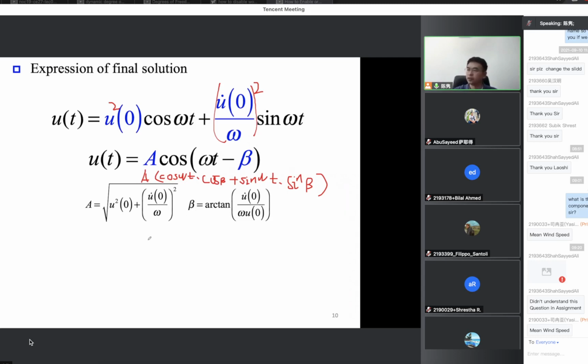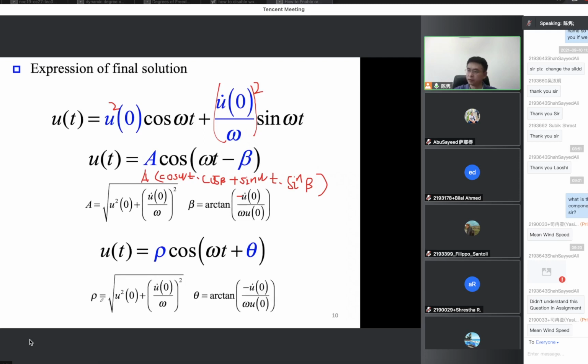So this is how you determine beta. And also you can see some other textbooks, it's like rho cosine omega t plus theta. Here's minus, you can use plus. So if you have the plus, it should be a minus here. The rho is the same because this is amplitude, and the theta has a minus. So sometimes you need to be very careful because different books usually use different expressions. So there's no error. It's not wrong. If you use plus or minus, they're not wrong.